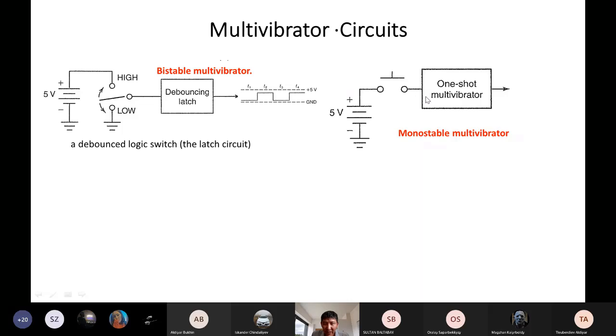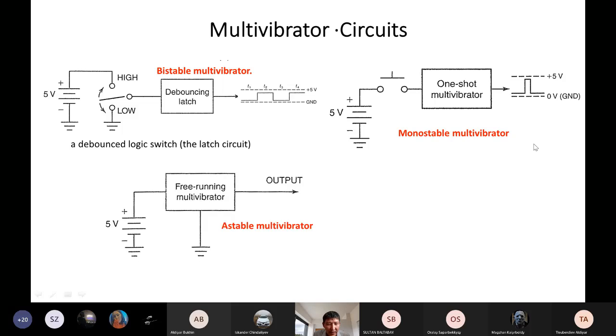You just push a button, and you will create a digital signal, just one impulse. We call this a monostable multivibrator. So it is a bistable, it is a monostable multivibrator. Next one is an astable multivibrator, but also we call it a free-running multivibrator.